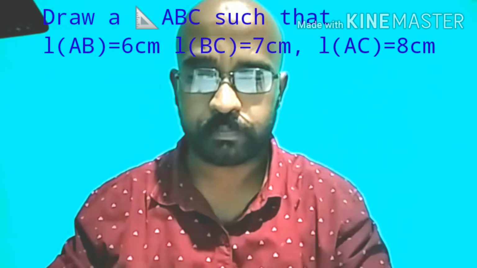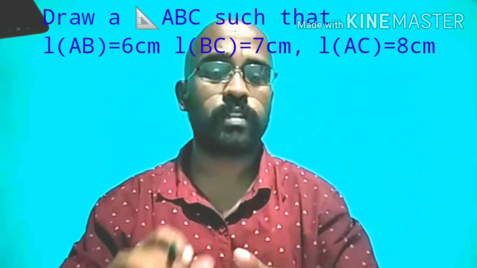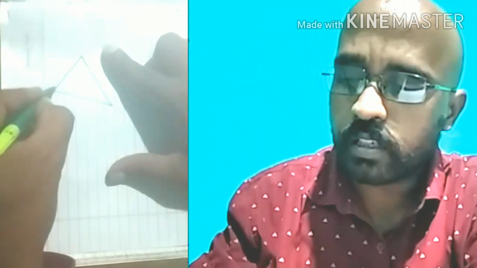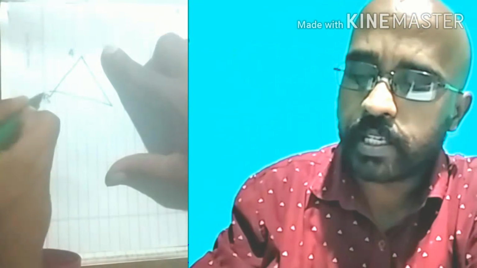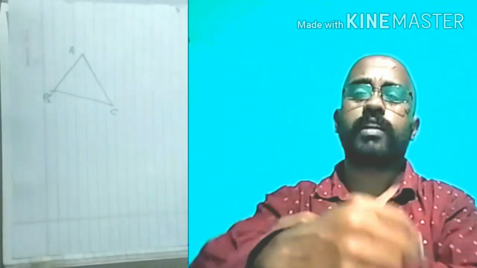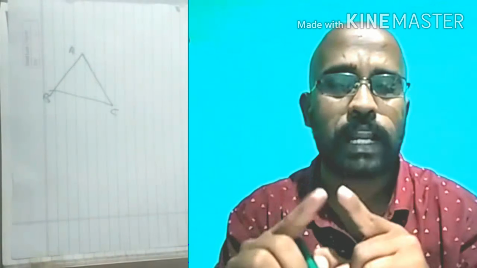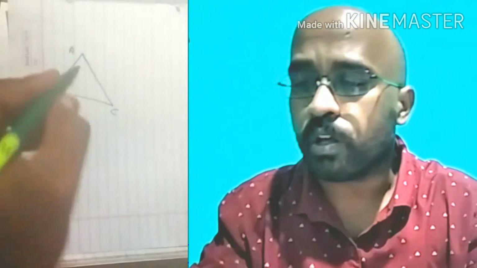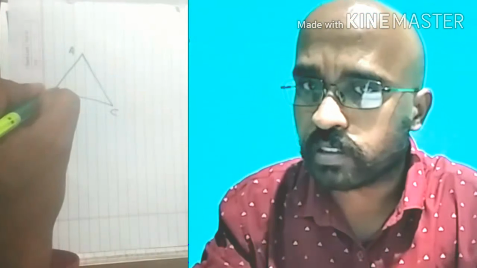So the first and most important step is to draw a rough triangle. Let's draw one rough triangle, just by hand. This is triangle ABC. Now read the question carefully. What is the question? Draw triangle ABC such that length AB is equal to 6 centimeter. So AB, this much is 6 centimeter.